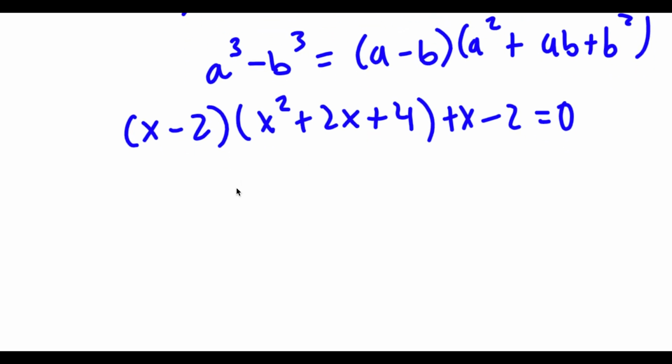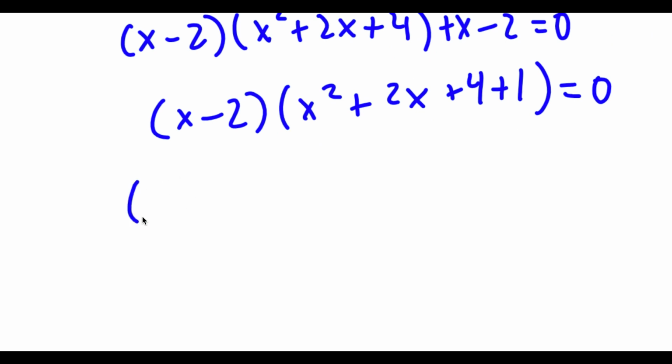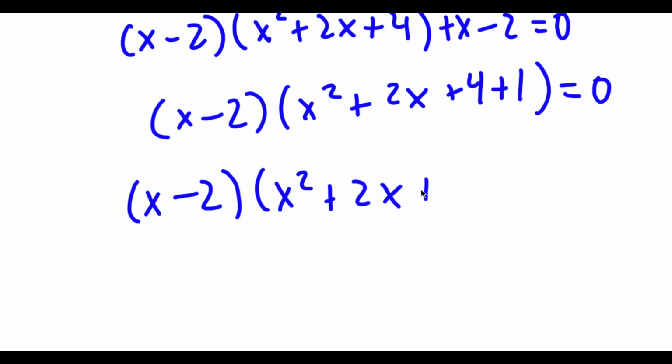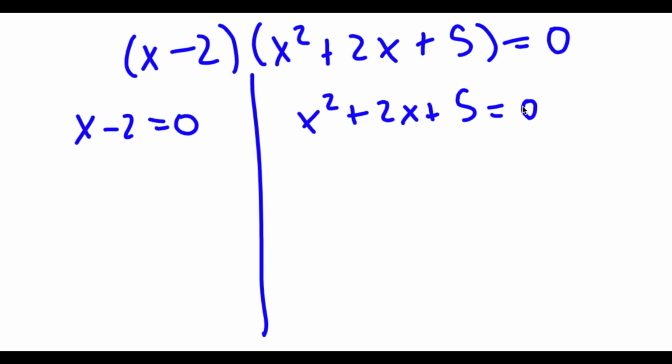So now if I factor out x minus 2, I get x minus 2 times x squared plus 2x plus 4 plus 1 is equal to 0, which is the same thing as x minus 2 times x squared plus 2x plus 5 is equal to 0. So now to solve this, I have two equations. I get x minus 2 is equal to 0, and x squared plus 2x plus 5 is equal to 0.